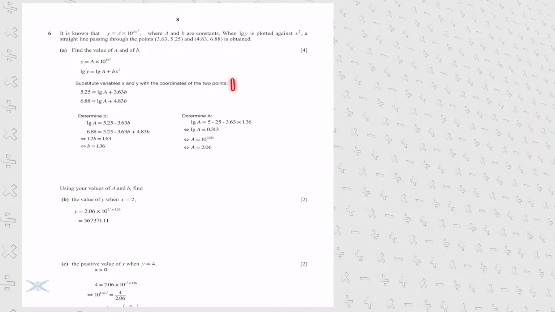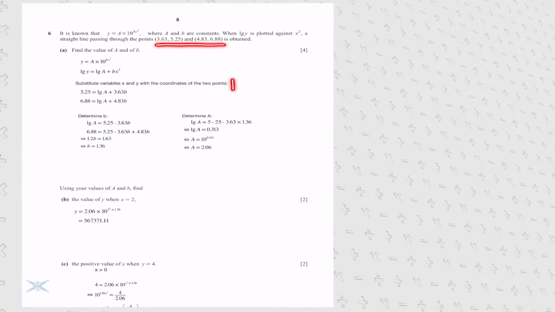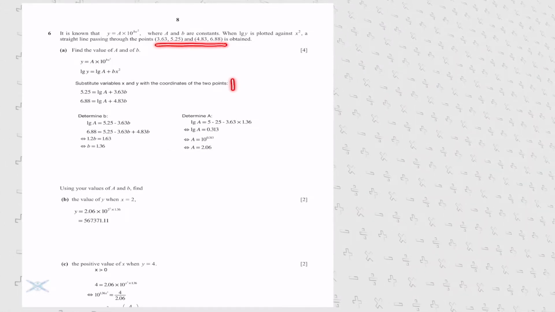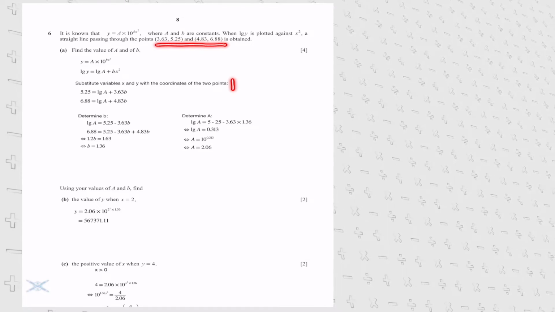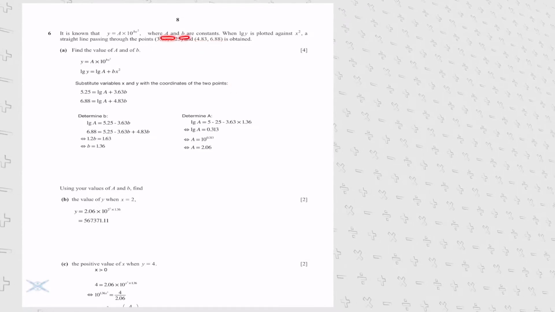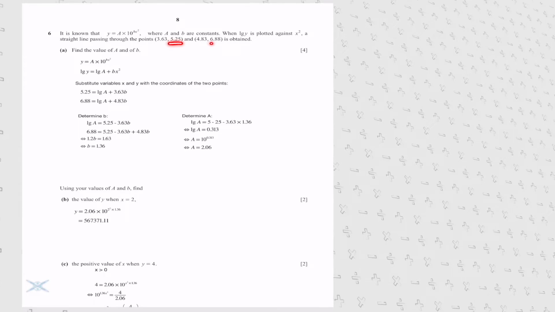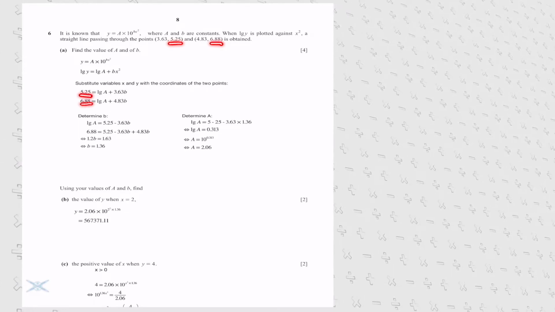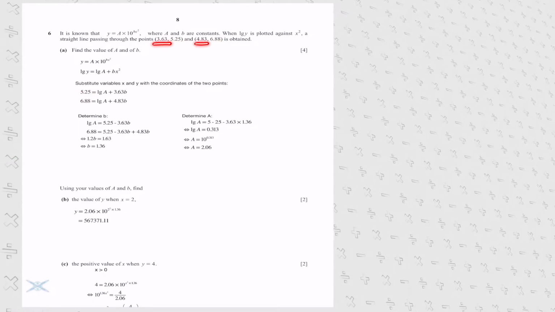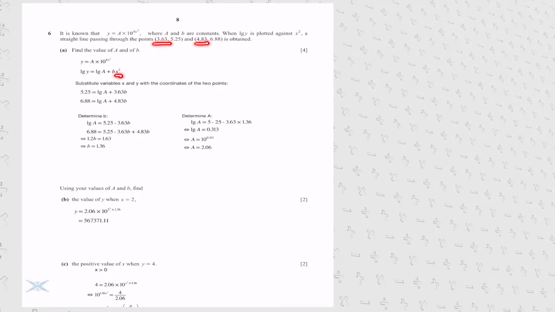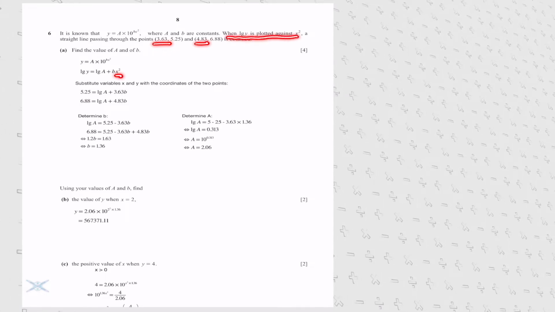From here, using our points that are provided in the exercise, we can set up a system of equations which will help us to obtain the values for a and b. So we simply replace the y values of our points for y and their x values for x squared respectively, since the logarithm is plotted against x squared.